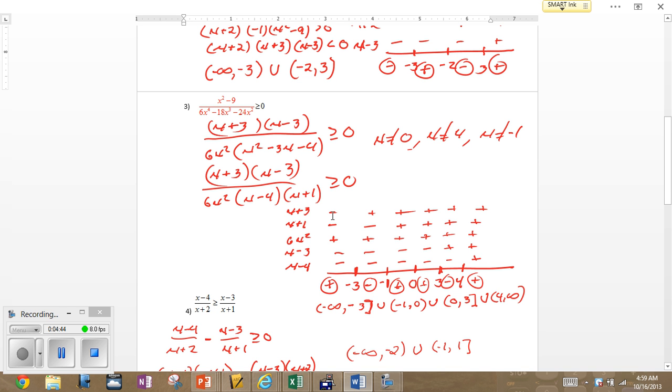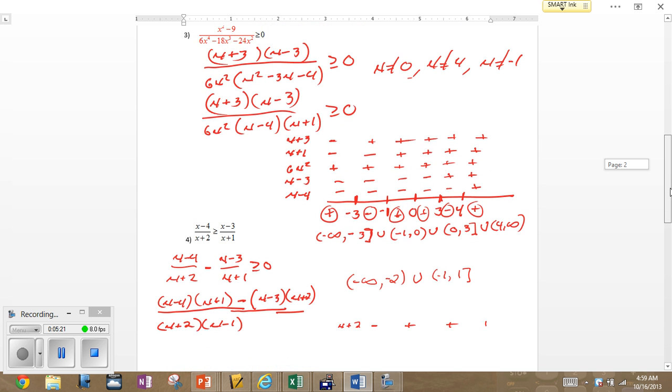The intervals where this is greater than 0. Okay, -infinity to -3. Some made the mistake of saying -1 up to 3, but recall it can't equal 0. So that cannot be written as a single interval, -1 to 3. It has to be written such that we do not include 0. If you put -1 through 3, then you're including 0. So the correct notation for that, 2 intervals, is as stated below. Okay, and we also pick up the interval from 4 to infinity.